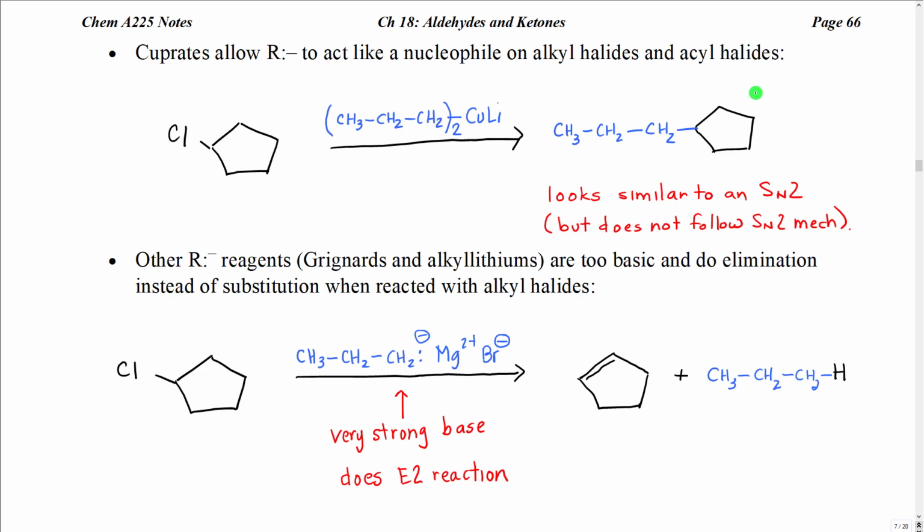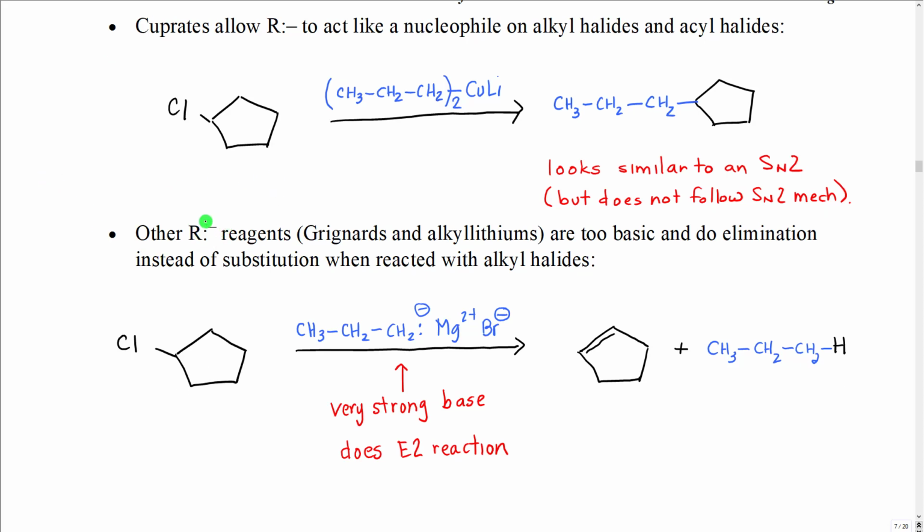If we look at the overall transformation, it looks very similar to an SN2 reaction, where we take a carbon nucleophile and essentially replace a halogen leaving group. However, I should point out it does not follow the SN2 mechanism. In fact, it has a fairly complicated mechanism that involves free radicals.